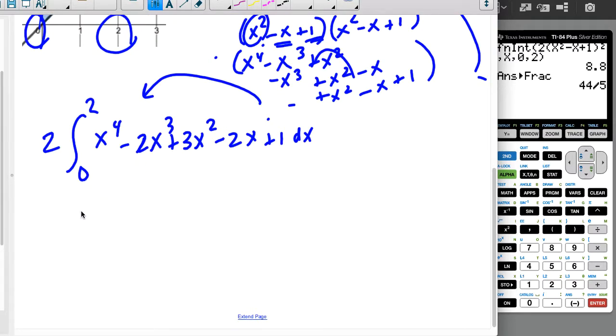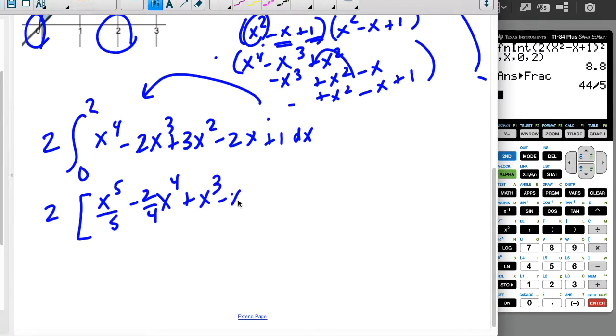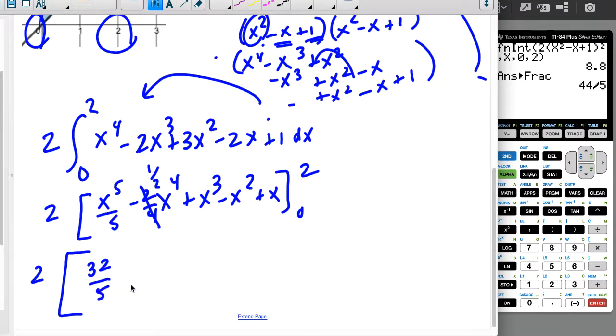So if I had to integrate this by hand, the 2 is just going to chill in front. I'm going to get an x to the fifth over 5 minus a 2 fourths, so I can make that a 1/2 x to the fourth, plus an x cubed minus an x squared plus an x, from 0 to 2. I'm going to go ahead and make this a 1/2 because that would be easier. So now when I plug in, there's a 2 just chilling in front of all of this. When I plug in 2, I'm going to get 32 fifths minus, this is a 1/2 times a 16, so that'll be an 8.